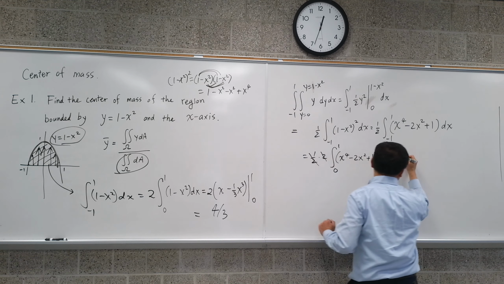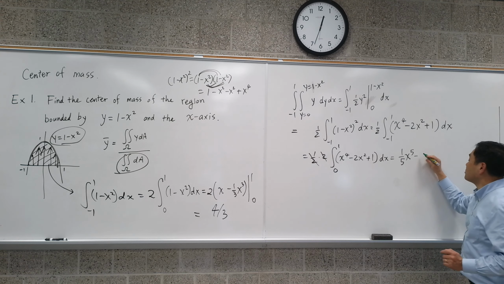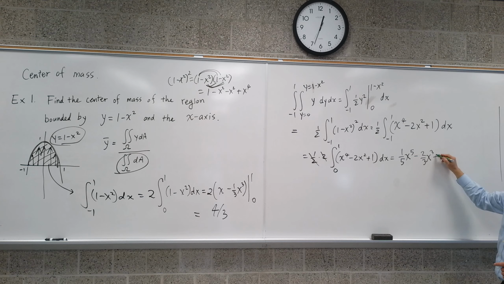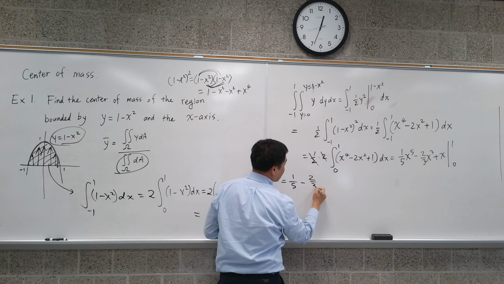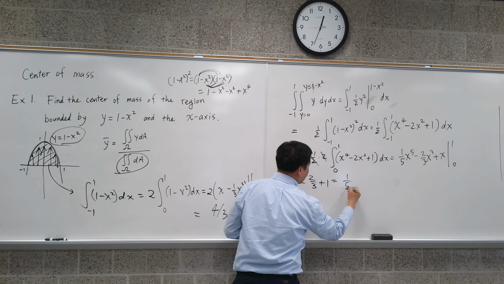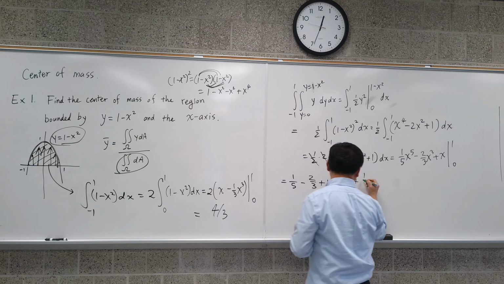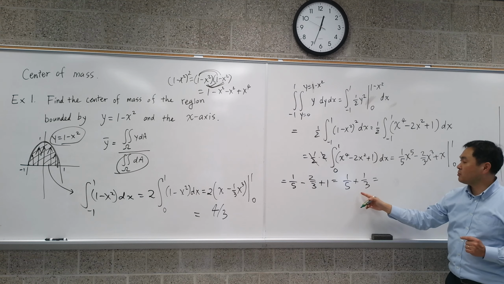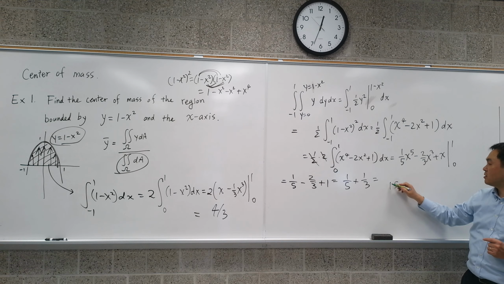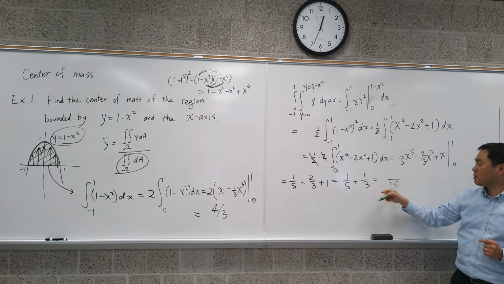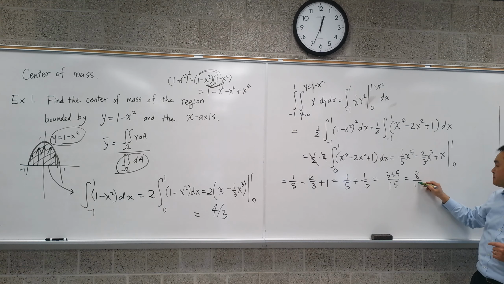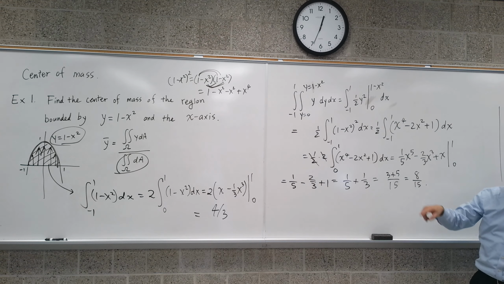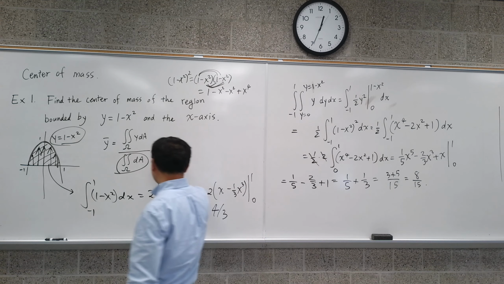Whose integral is 1/5 x to the 5th minus 2/3 x to the 3rd plus x, and you're plugging in 1 and 0, whose value is 1/5 minus 2/3 plus 1, which is 1/5. 1 minus 2/3 is 1/3, right? So if you do 5 times 3, that's 15. So you multiply 3 top and bottom, 5 top and bottom, so you get 3 plus 5, which is 8 over 15. Okay, so we got the numerator, we got the denominator, now we can plug it in here.